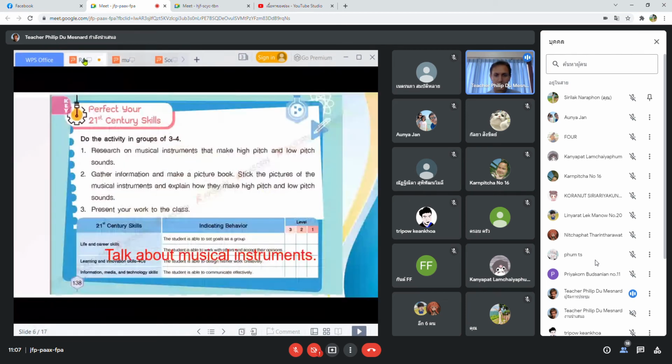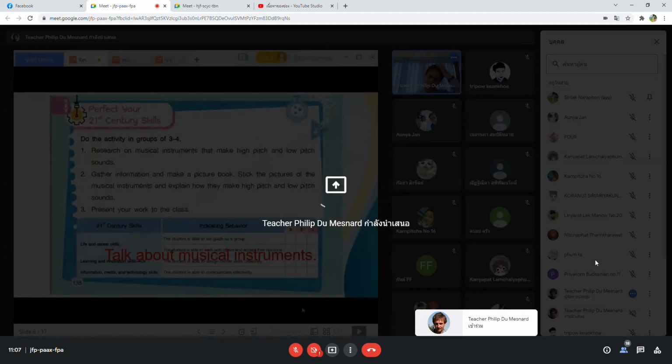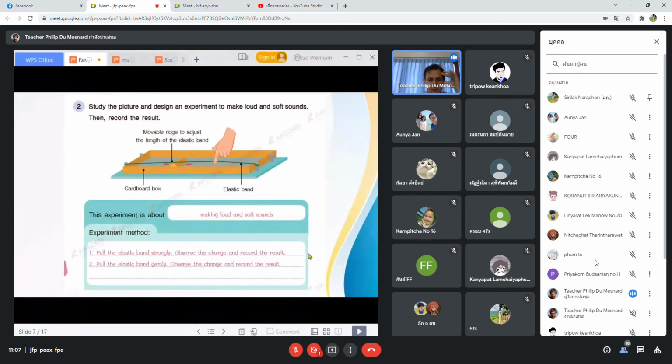Okay, so I will go back to this slide. Okay, so I already talked about musical instruments. Then class, you can just copy this. This is a little experiment, how we change the length of the rubber band, or how sometimes when you hit it, when you pull it hard, or just pull it softly, and how does the sound change? So this is just something you can copy.